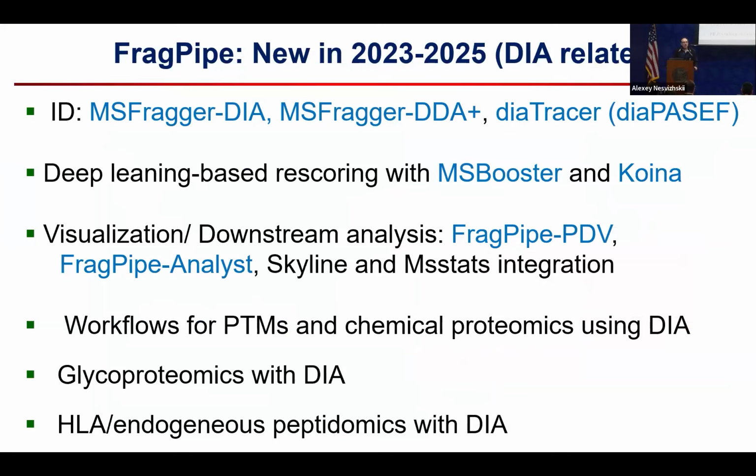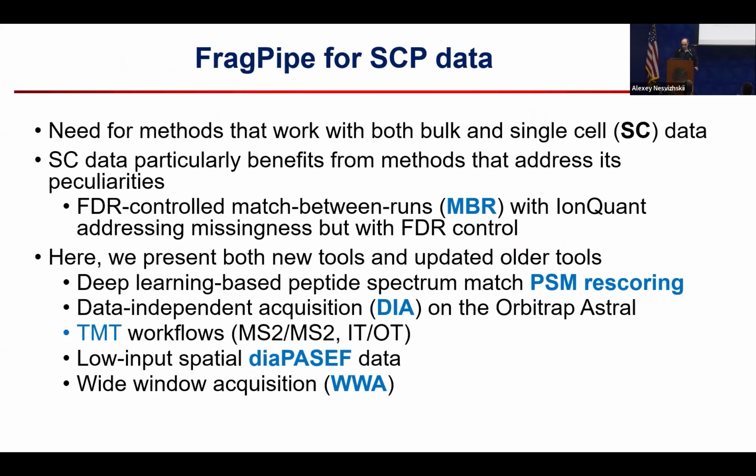Some of the updates in FragPipe that are relevant to this presentation: we have new tools for DIA data analysis, a new DDA+ tool for chimeric peptide identification from MS/MS spectra. We have deep learning-based rescoring. We have visualization tools, like I said. In addition to FragPipe Analyst, we integrate with Skyline and MSstats, and we have a lot of new PTM workflows and glycoproteomics workflows and so on and so forth. So a lot of different things. But I will get now more specifically to things that are related to single-cell proteomics.